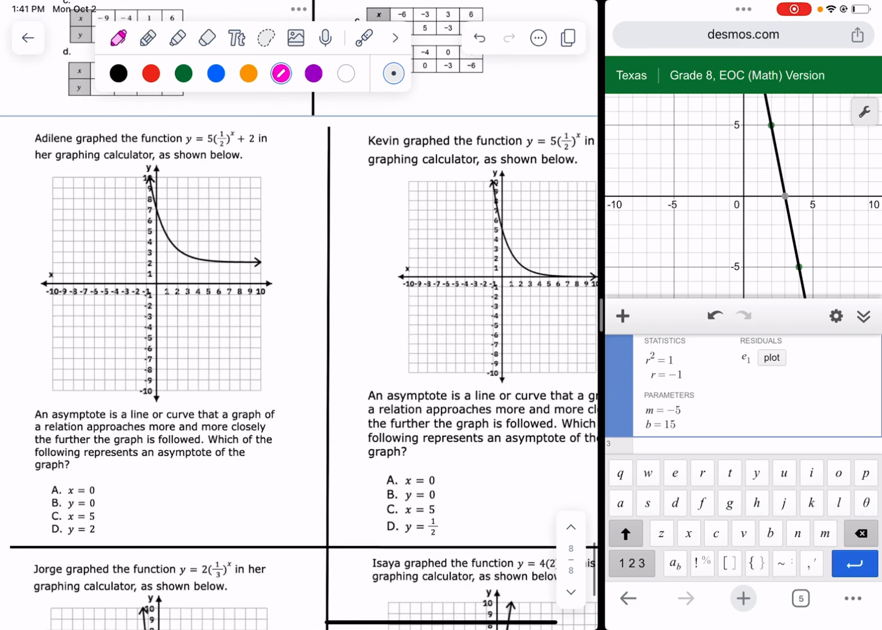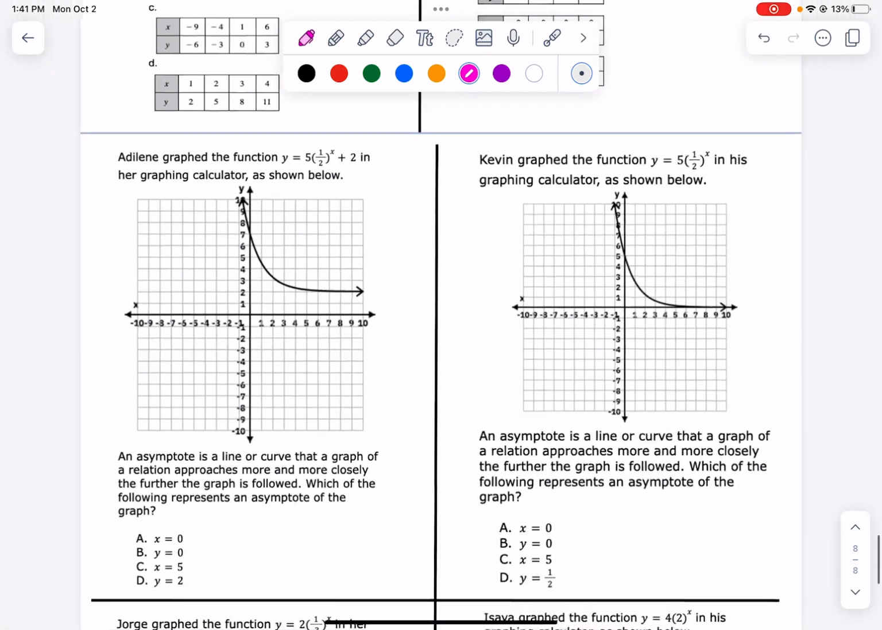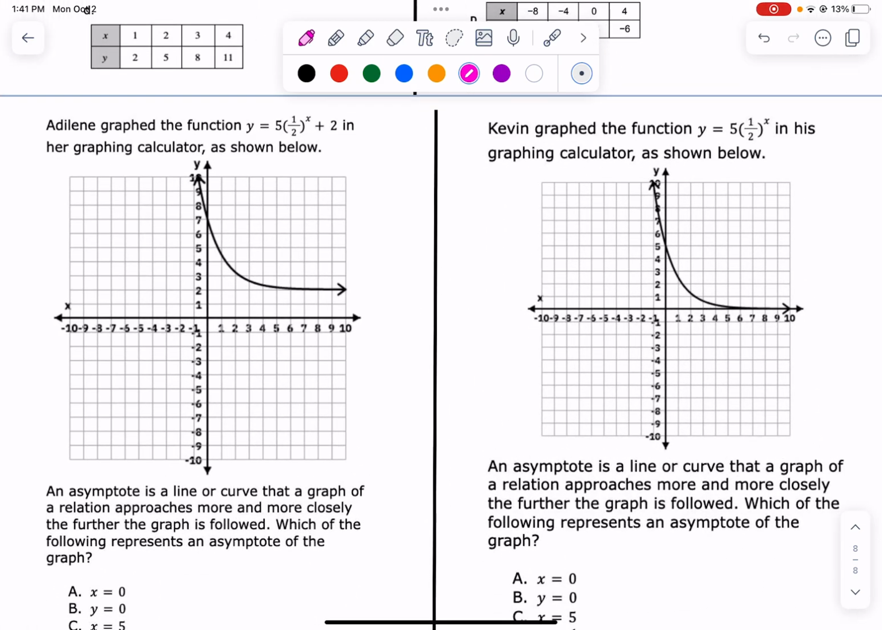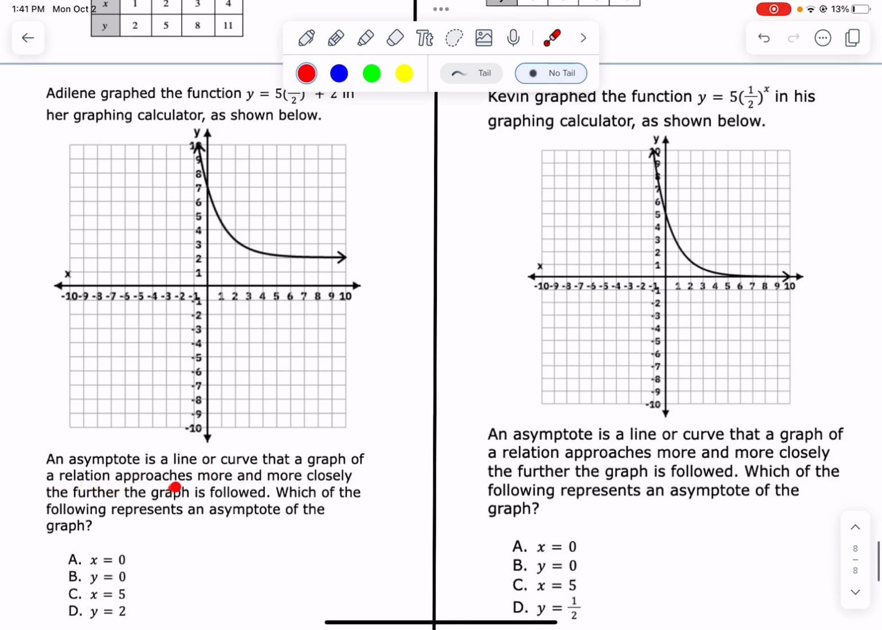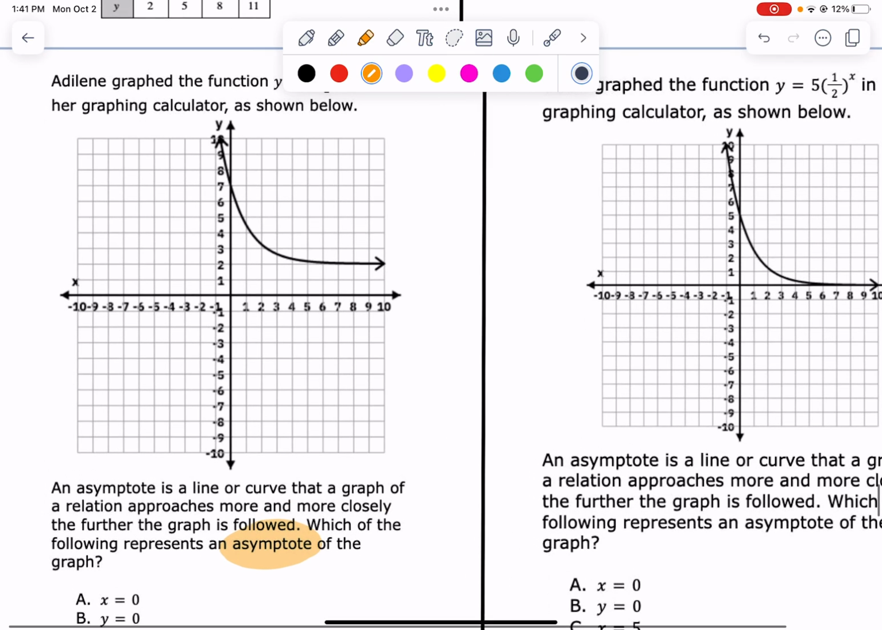For the next ones, we haven't done any of these, but I'm going to show you 2 examples because we've never done them. So it says, Adeline graphed the function y equals 5 parentheses 1 over 2 x plus 2 in her graphing calculator as shown below. An asymptote is a line or curve that a graph or a relation approaches more and more closely the further the graph is followed. Which of the following represents an asymptote of the graph? Our important word is asymptote, and it's kind of where this J shape starts becoming straight right here.